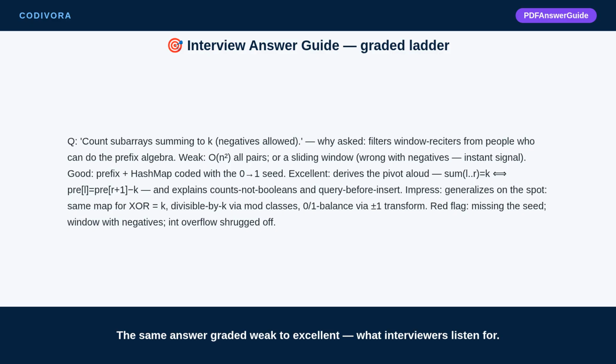Question: apply a million range plus V updates, then output the array. Weak: writing V into every cell per update, O(n) each. Good: difference array, 2 writes per update, 1 prefix pass. Excellent: names it as the inverse of prefix sums, derivative and integral, and sizes diff as n plus 1. Impressive: mentions this is how calendar booking and seat reservation batch systems apply bulk changes. Red flag: diff[r plus 1] index crash.